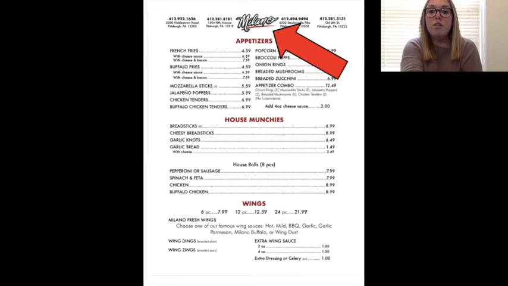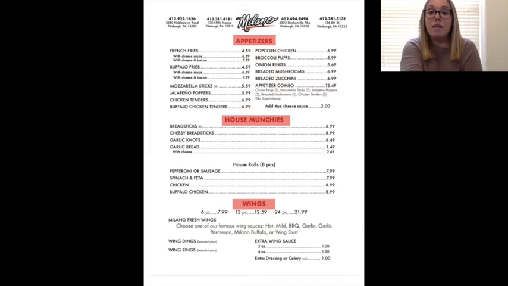On this menu, you will see that this part of the menu has 3 different sections. So you see appetizers, house munchies, and wings. And I have highlighted those in red for you to see the different sections. So if you look in appetizers, the first menu option is French fries, and it looks a little bit different than what we looked at for the Wendy's menu. So let's take a deeper look at French fries.